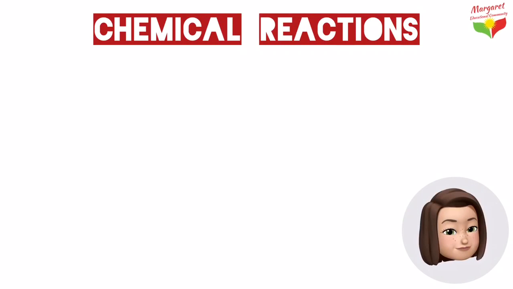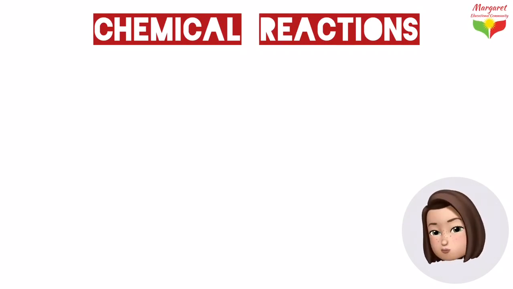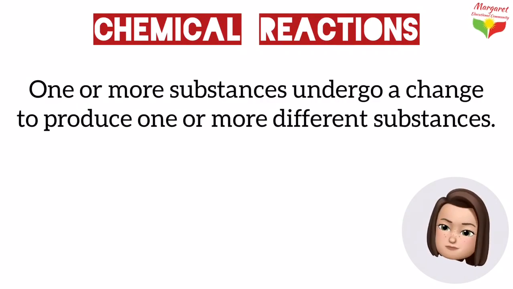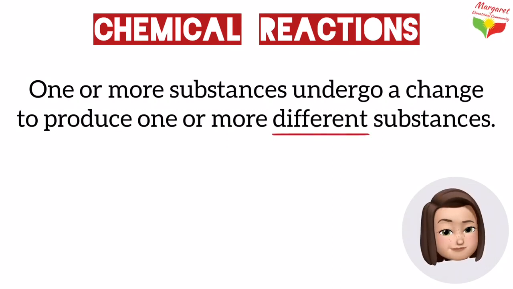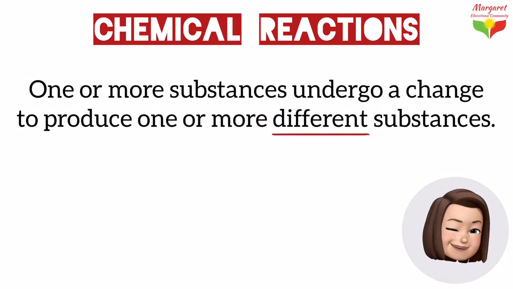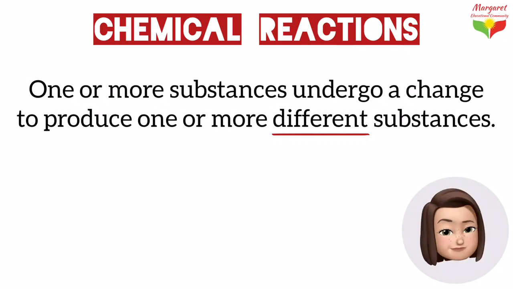So this brings us to what chemical reactions are. Chemical reactions are processes in which one or more substances undergo a change to produce one or more different substances. Now, there is a lot of evidence that can tell us a chemical reaction is happening. But first, let's take a quick look at this video.